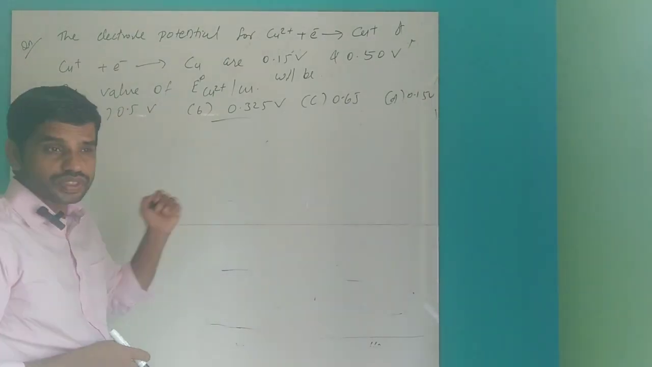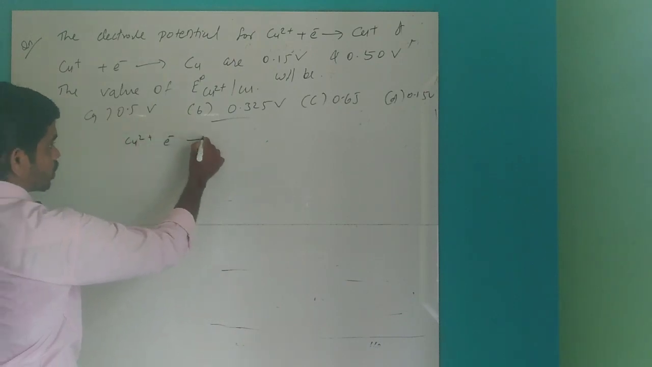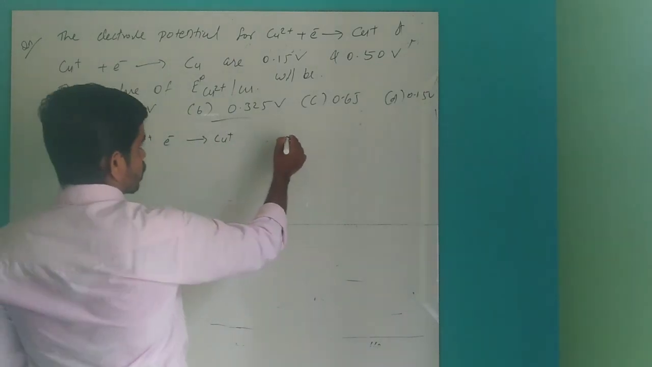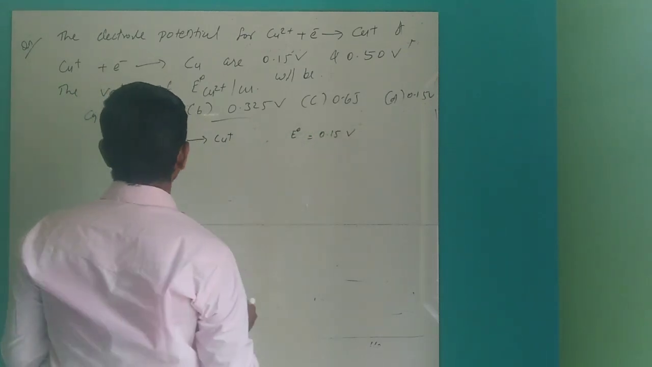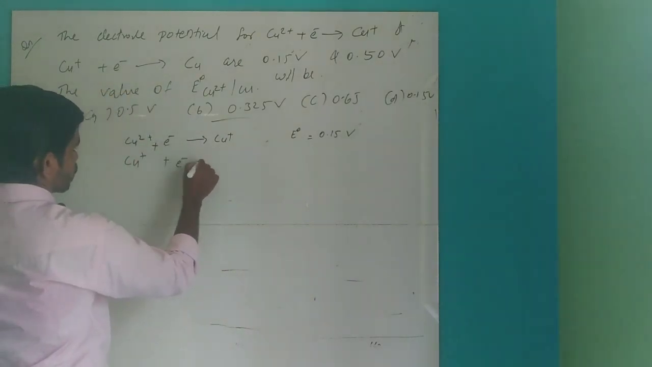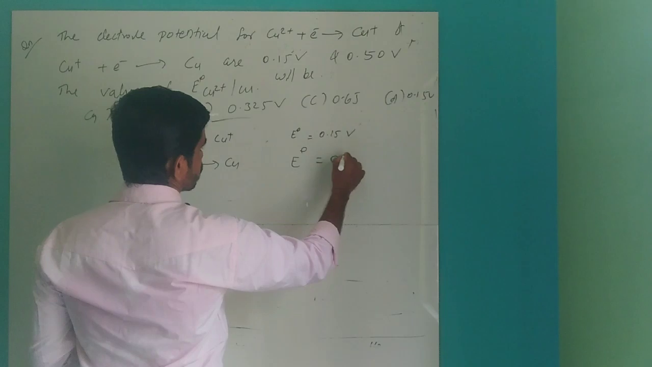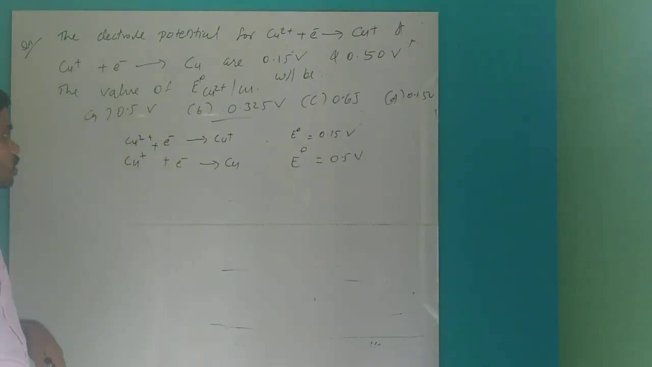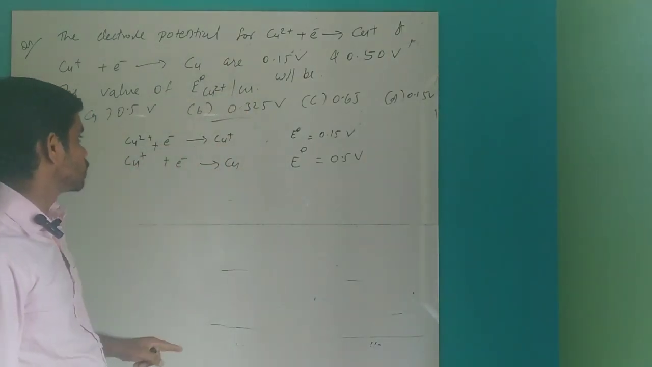So you write the first equation, that is Cu2+ plus electron gives Cu+, and the E0 value is 0.15 volt. Second equation, Cu+ plus electron is equal to Cu, then E0 value is equal to 0.5 volt. You see what is our equation? What equation we need? We need Cu2+ becoming Cu+ becoming Cu.